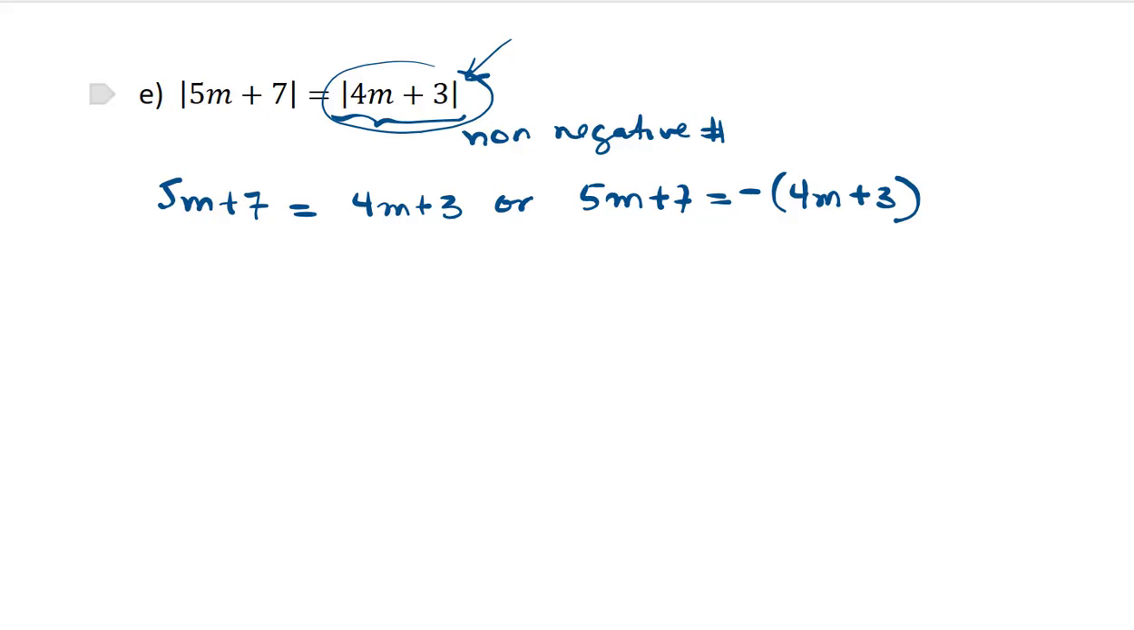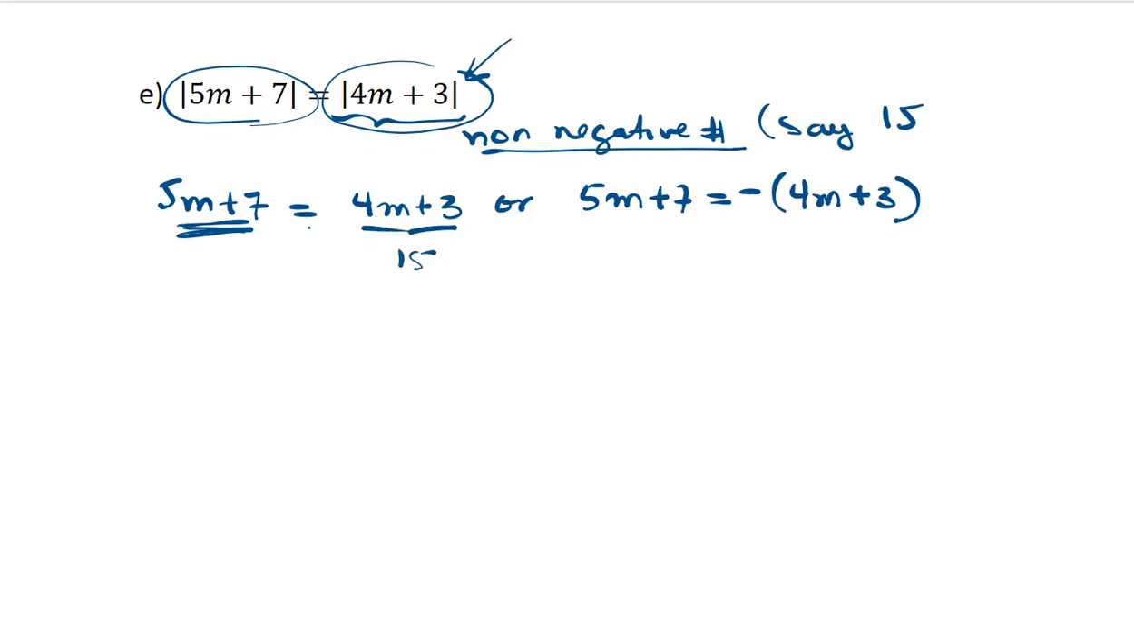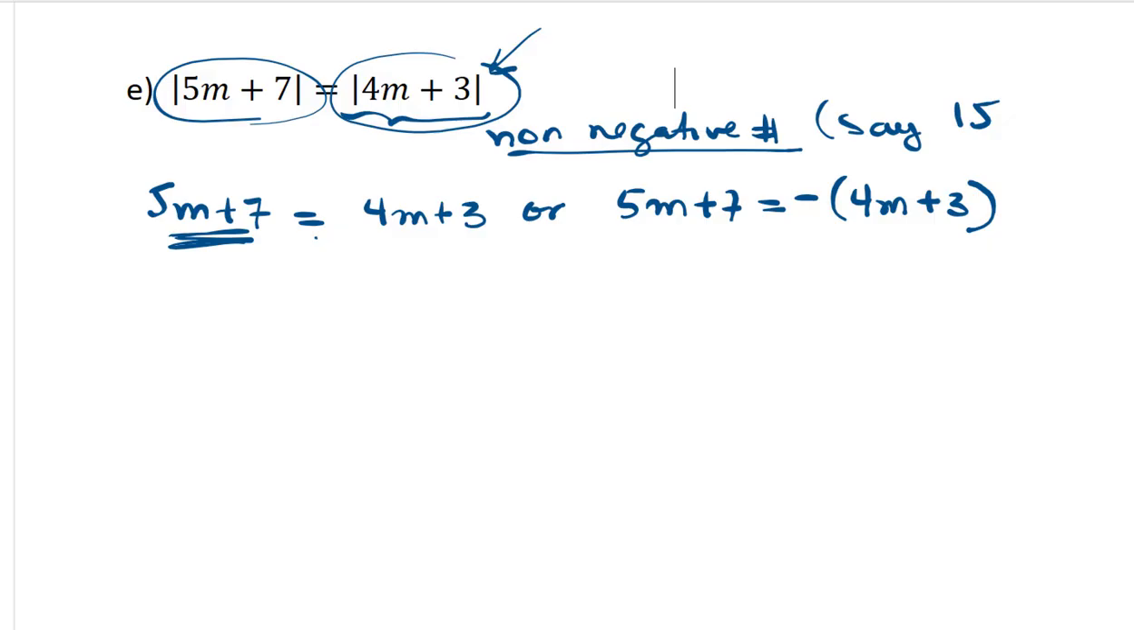So imagine if this expression here represents a non-negative number, say, I don't know, maybe 15. So if this is equal to 15 on the number line, 5m plus 7 is positive 15, or 5m plus 7 is the opposite of 15. So as you can see there, 15 is just a numerical example to set up the equations to solve this absolute value statement.